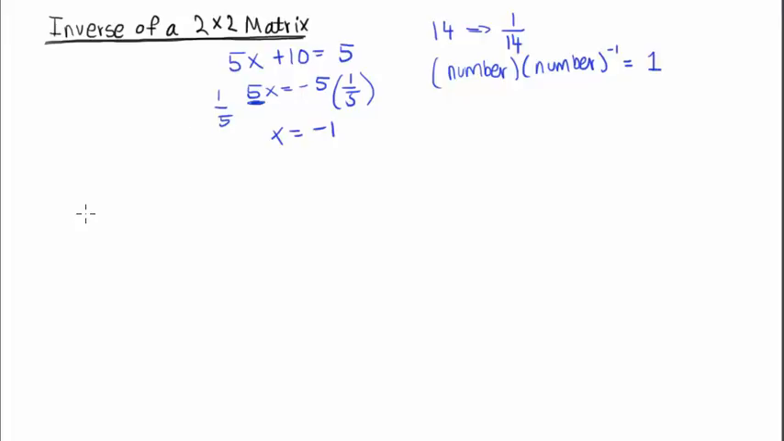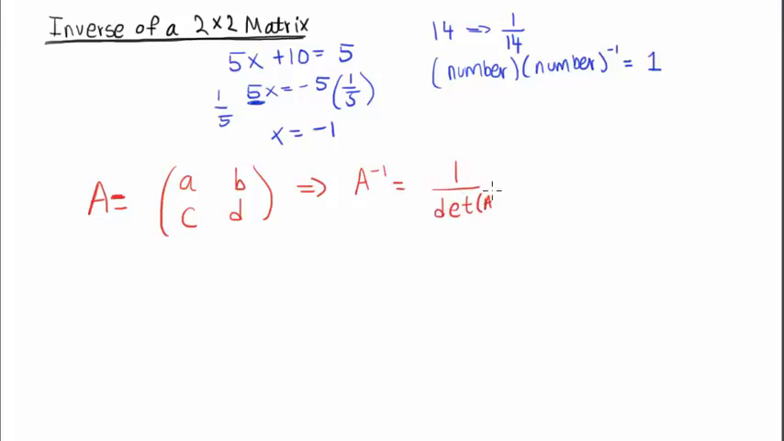So we'll start off by figuring out the inverse of a 2 by 2 matrix. The way we go about doing that is, let's say I have some matrix A, and the elements of A are a, b, c, and d. Then A inverse is 1 over the determinant of A, times, we take the a term and the d term and we flip them, we switch them up.